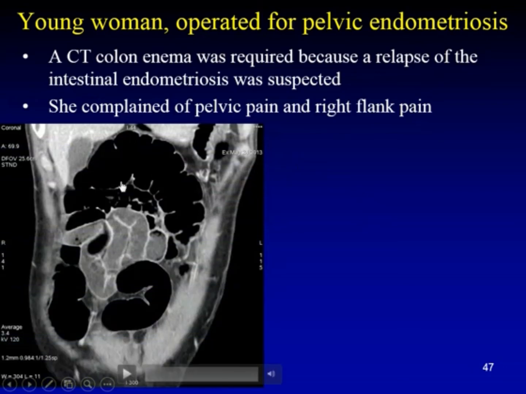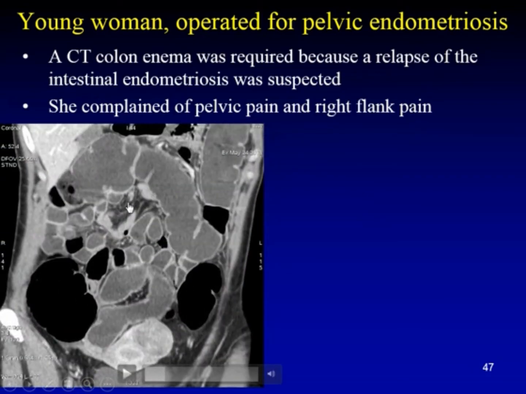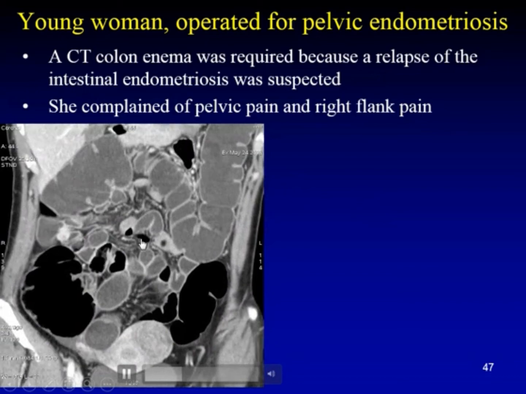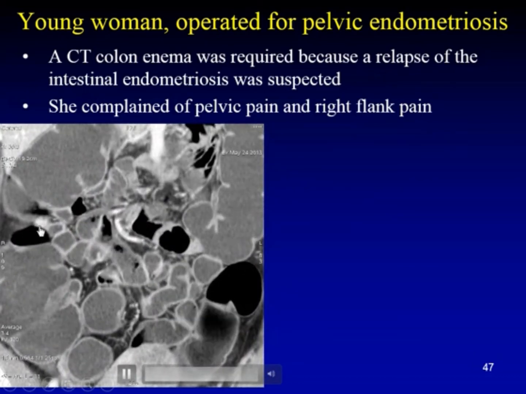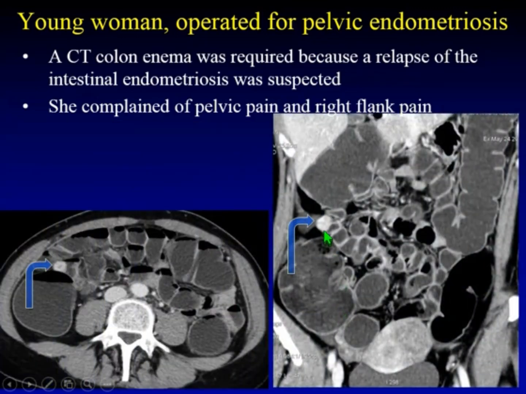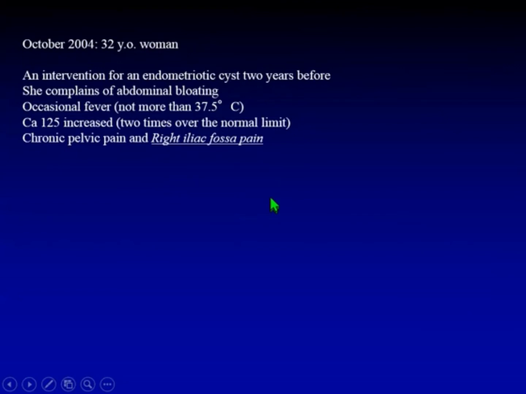She arrived to perform a colon enema, and we performed the distension of the colon and of the small bowel, and we detected this small hyperenhancing solid nodule on the last ileal loop. The diagnosis was ileal endometriosis. Third and last case, a woman already operated for conventional ovarian endometriosis. She arrived complaining of abdominal bloating, fever, increased CA 125, and right iliac fossa pain.